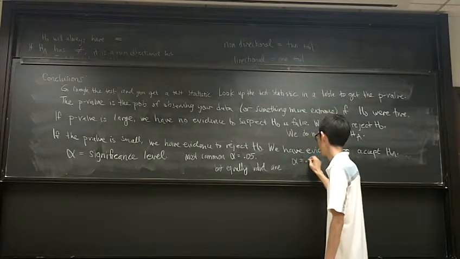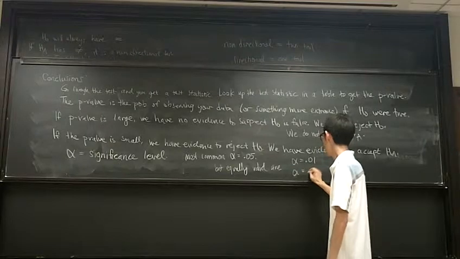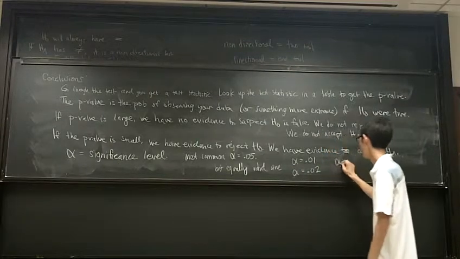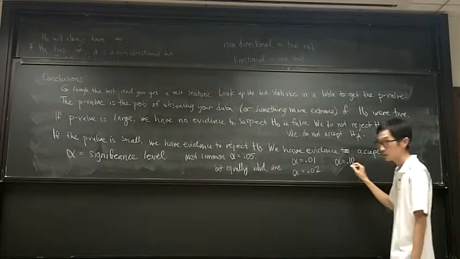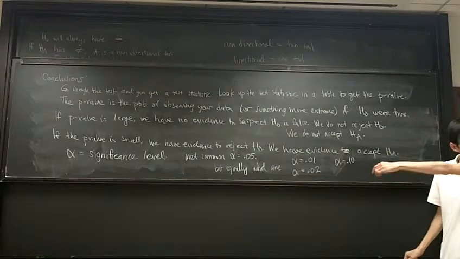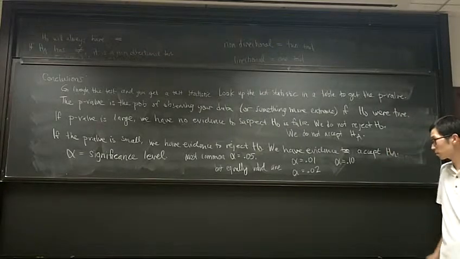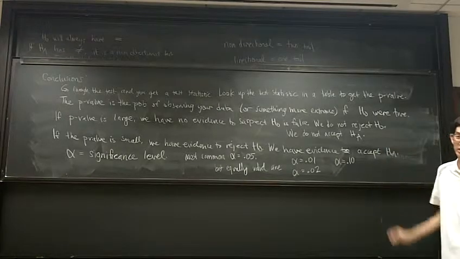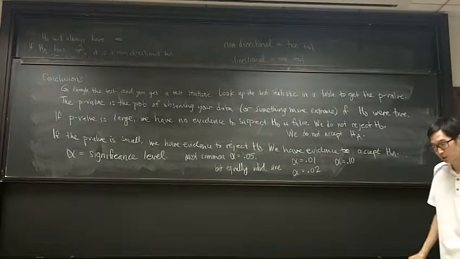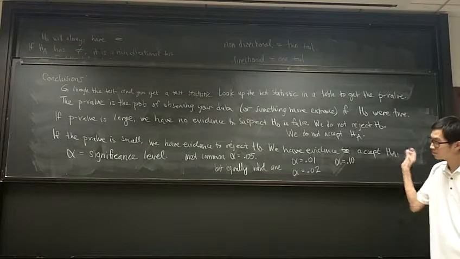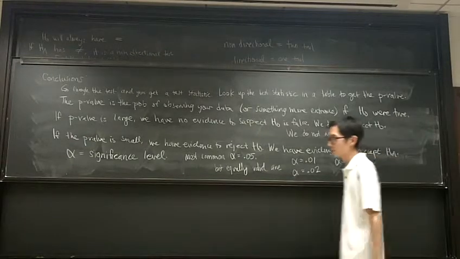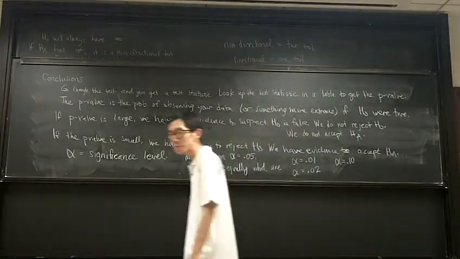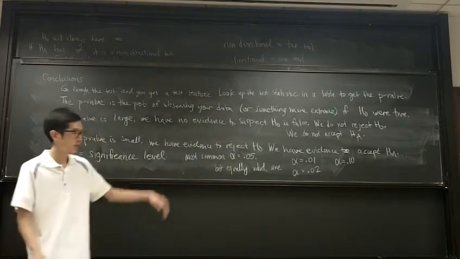Other common choices are 0.01, 0.02. Sometimes you have alpha 10%, depending on the situation you're dealing with, or whatever arbitrary value you want. If for some reason you want 0.03874, fine. You might have a hard time defending why you chose that number, but sure, that's fine.